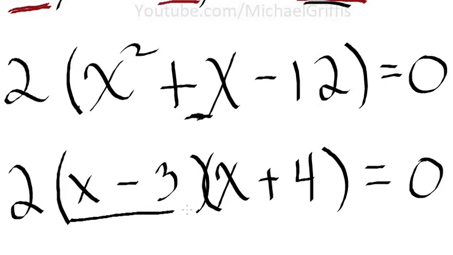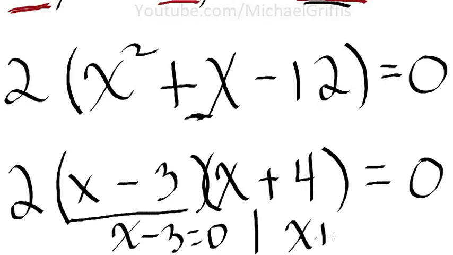What we do is set each factor equal to 0. At this point, you should just be able to look at it and tell. If we plugged a 3 in there, we get 3 minus 3 is 0, so one of the solutions is 3. And if we plugged a negative 4 into this one, the other solution is negative 4, since negative 4 plus 4 is 0.